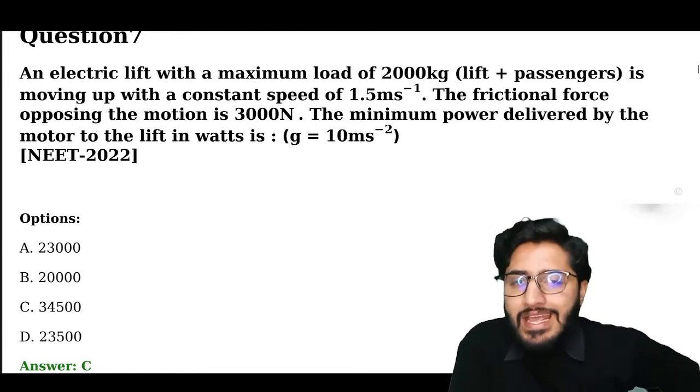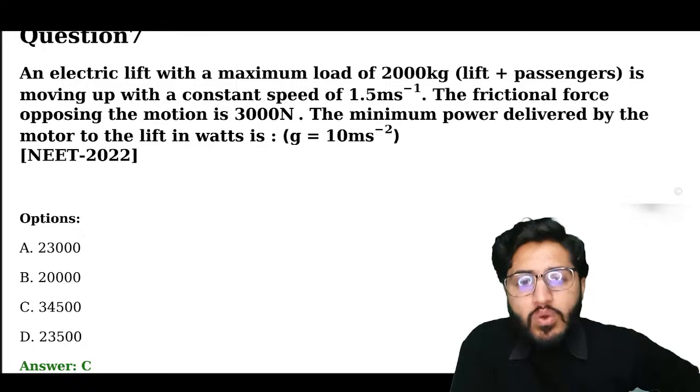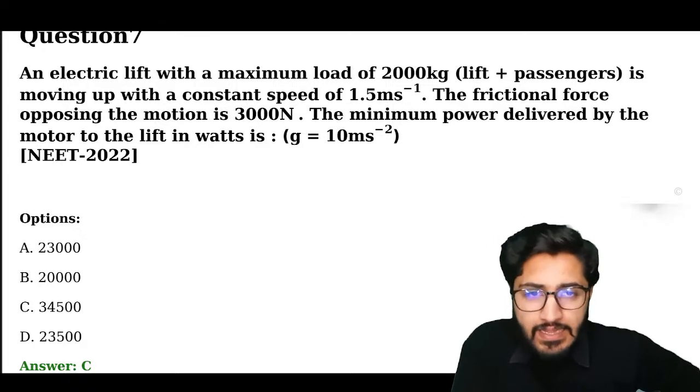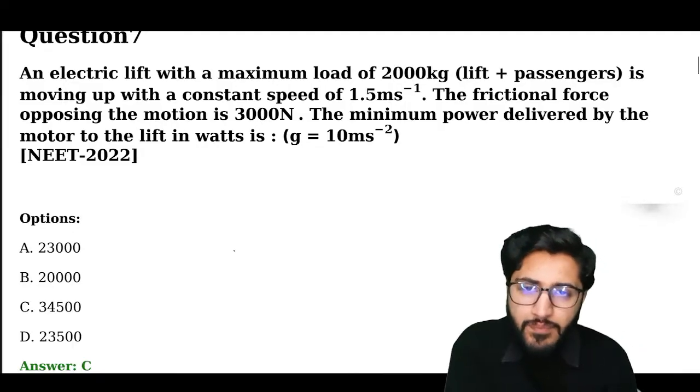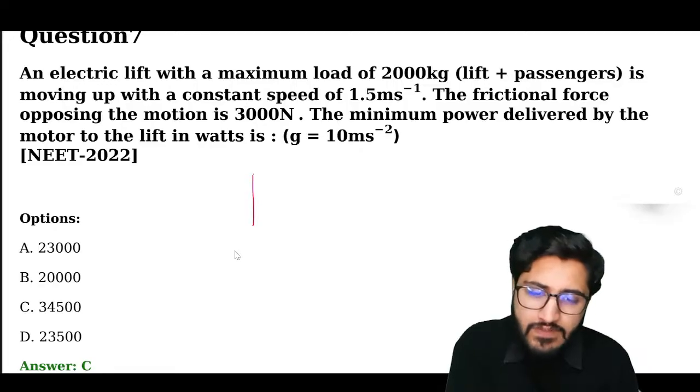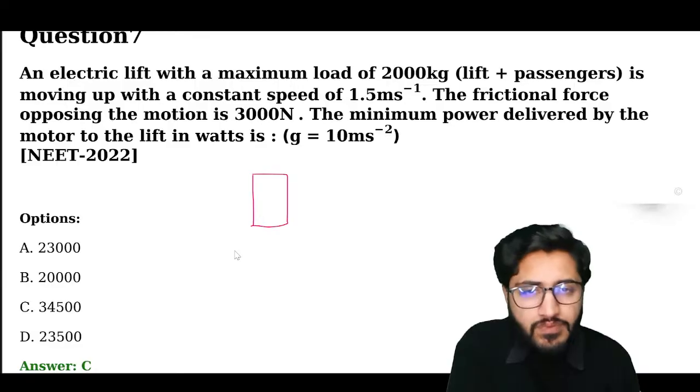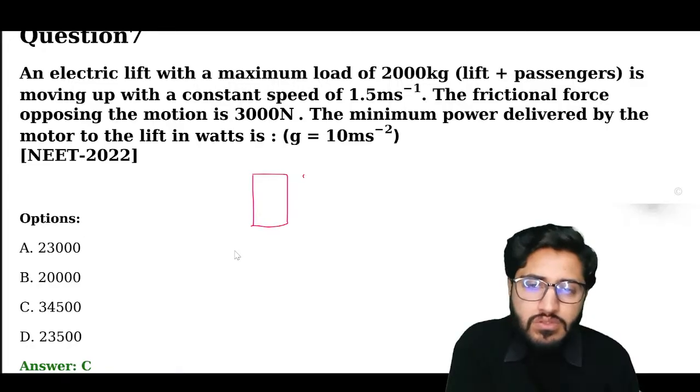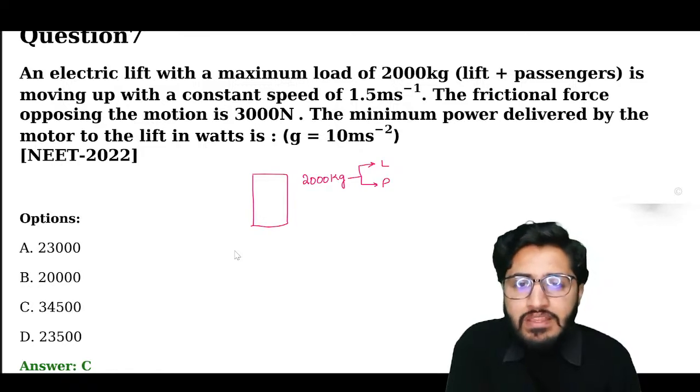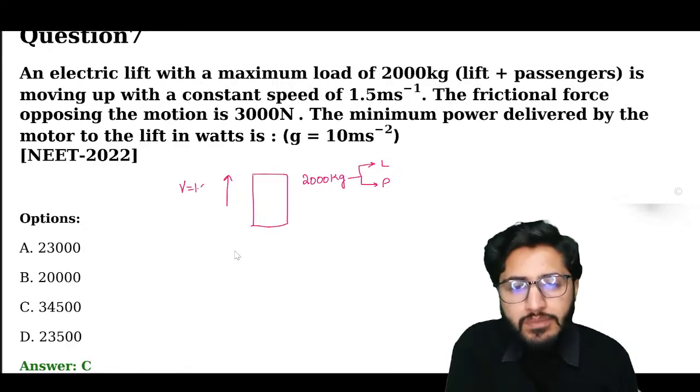Next question is, an electric lift with a maximum load of 2000 kilogram, lift plus passenger, is moving up with velocity. That means we have a lift something like this. The mass is given to be 2000 kilogram, and this is the mass of the lift and the passenger. It is moving up with constant velocity, 1.5 meter per second. Okay, no issue.